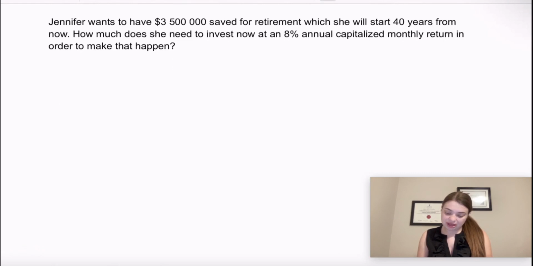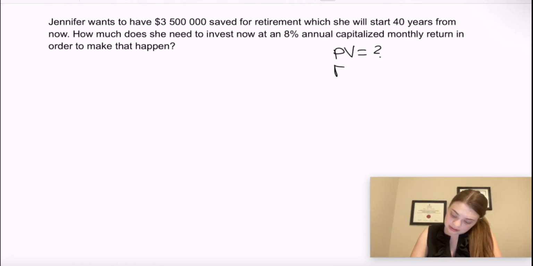Let's say that Jennifer wants to have $3,500,000 saved for retirement, which she will start 40 years from now. How much does she need to invest now at an 8% annual capitalized monthly return in order to make that happen? Okay, so first let's write down what we know. We don't know the present value. We want to know how much of her money she would need to set aside right now in order to have 3.5 million in 40 years for retirement, which is a pretty decent retirement. Okay, future value would be 3.5 million.